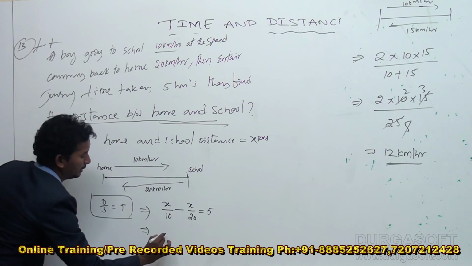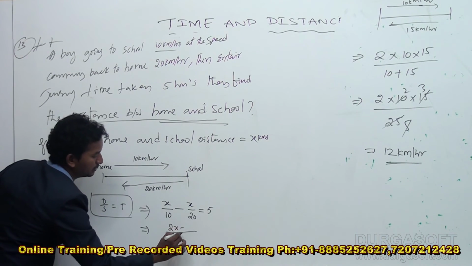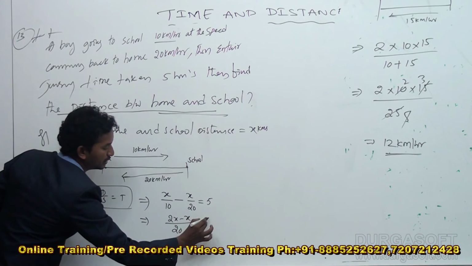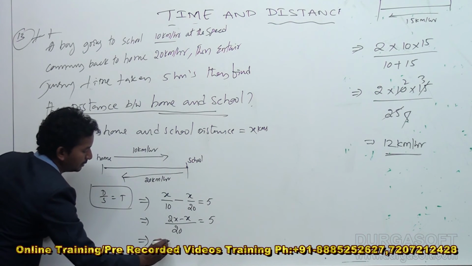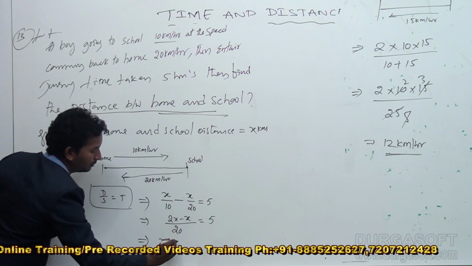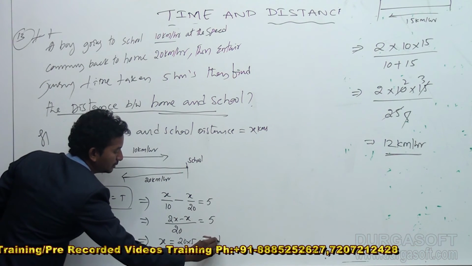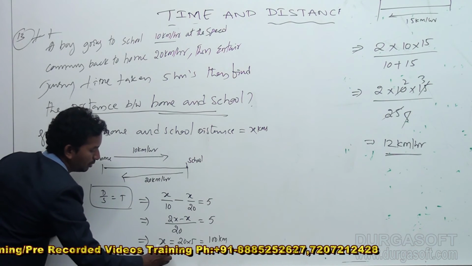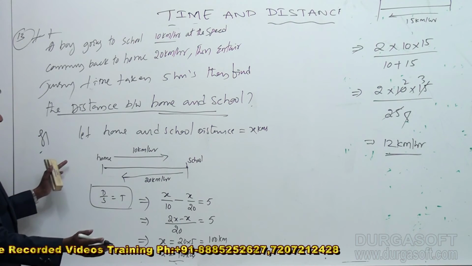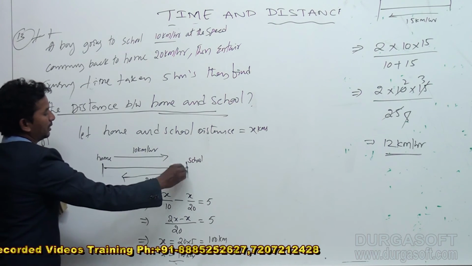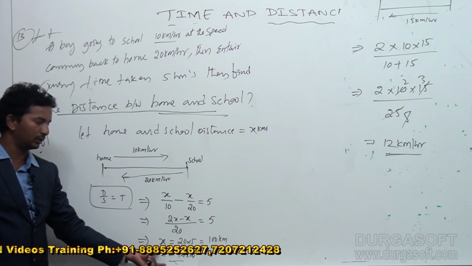So now the LCM is 20. 2x minus x, the 20 is cancelled, so x is equal to 5. 2x minus x is equal to x. x is equal to 20 into 5, which is 100 kilometers. Now, the distance between the house and school is 100 kilometers.